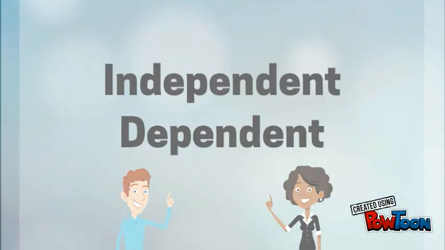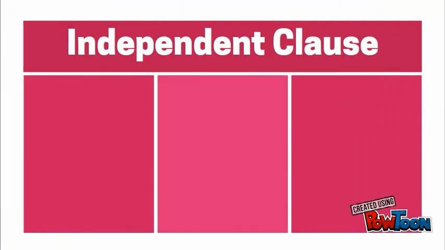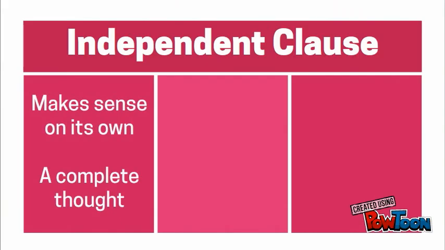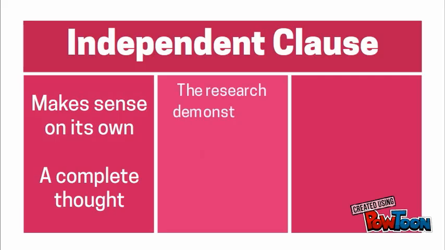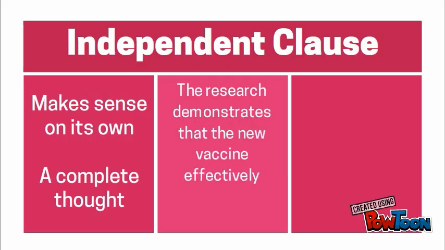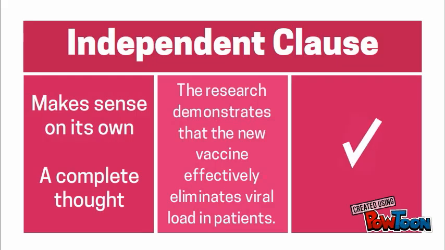An independent clause makes sense on its own. It is a complete thought. In other words, an independent clause is a group of words that can stand alone as a complete sentence. Here are two examples. The teacher explained the difference between an electron and a proton. And the research demonstrates that the new vaccine effectively eliminates viral load in patients. Each of these sentences form a complete thought and can stand alone. Therefore, each of these sentences represents an independent clause.